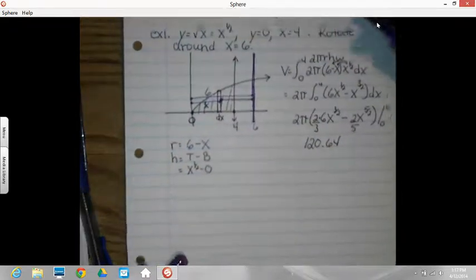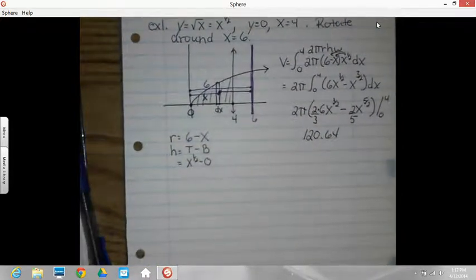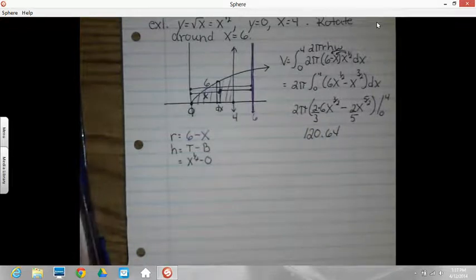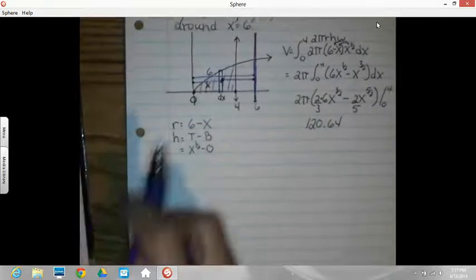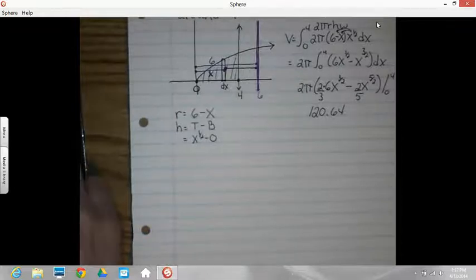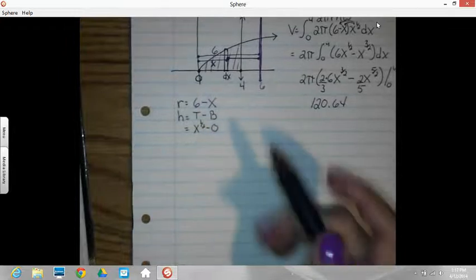Okay, so a different axis makes the radius a little more challenging, just like it was with the washers when we did the washers. So we're going to try this same problem with washers, just to review that again. So we'll take that same region.